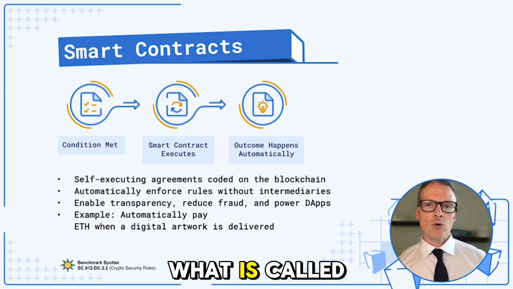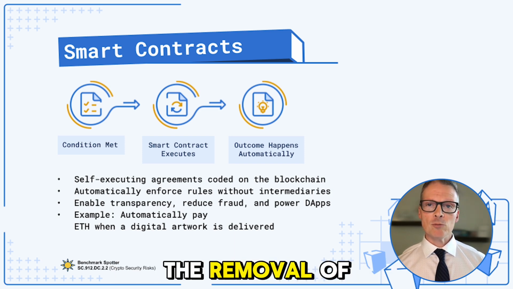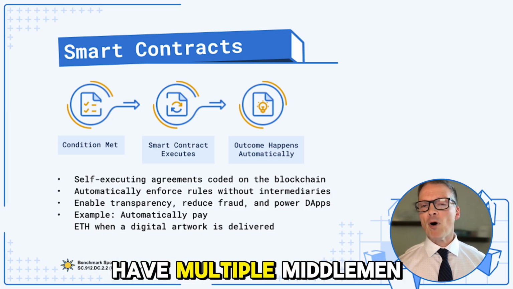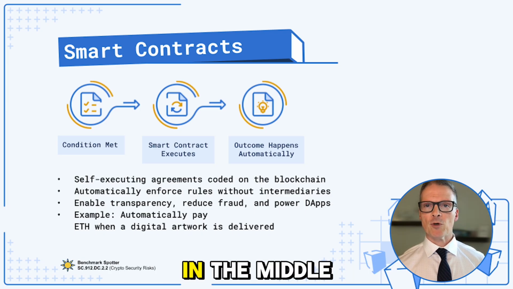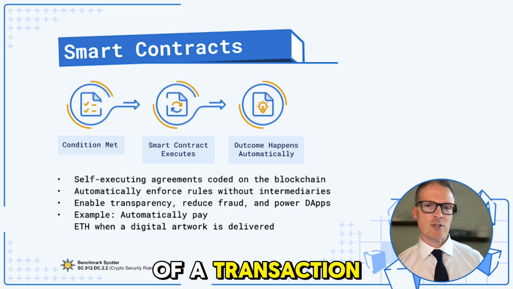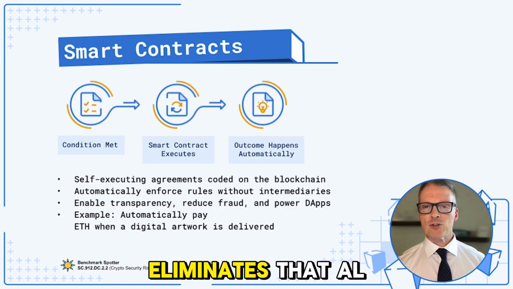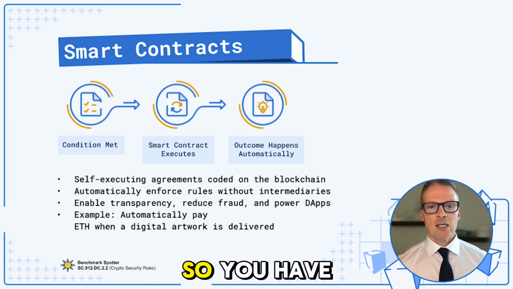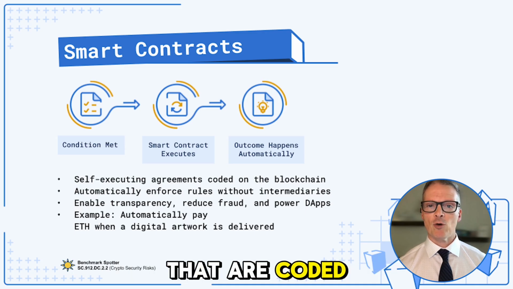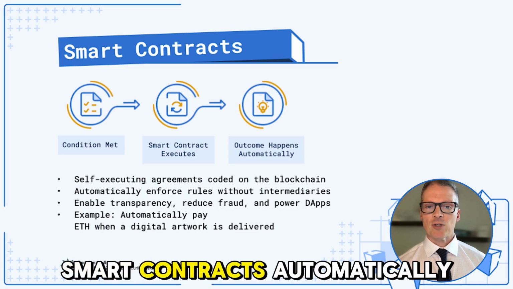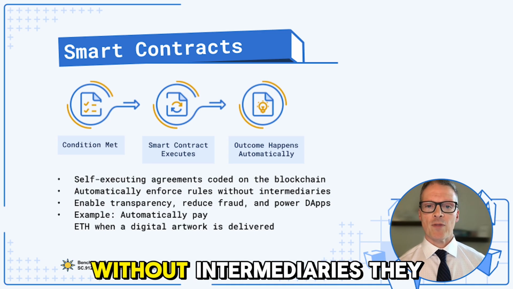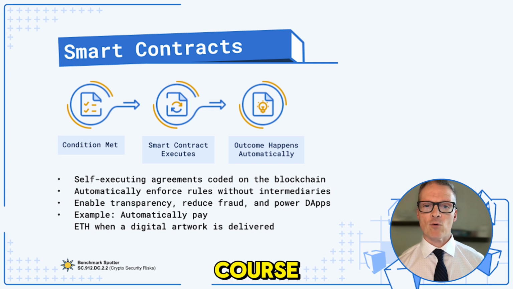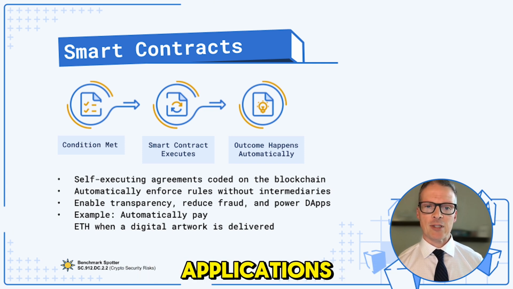Smart contracts allow what is called disintermediation, or the removal of intermediaries. Many of our traditional financial systems have multiple middlemen, people in the middle who take a small cut of a transaction. Blockchain technology eliminates that altogether by allowing things to operate on a peer-to-peer basis. So you have self-executing agreements that are coded onto the blockchain. Smart contracts automatically enforce those rules without intermediaries. They enable transparency, they reduce fraud, and of course they power dApps, or those decentralized applications.